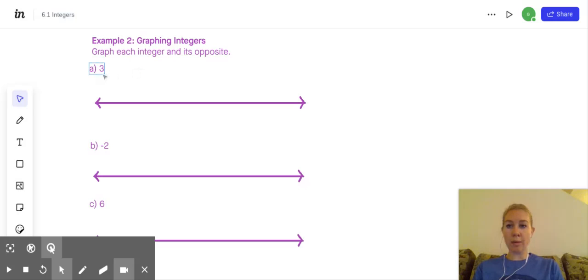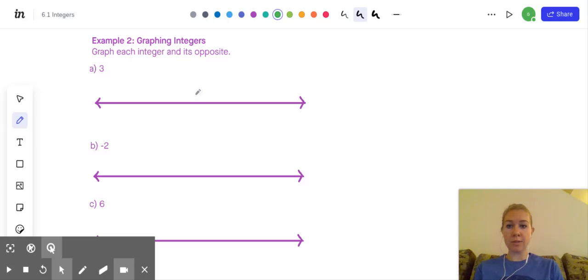So problem A, we're given the number 3. So down below, I've started drawing my number line. So I just kind of have the horizontal. Remember, horizontal is across, left and right. And then I have these arrows on each side. So those arrows mean that we could keep going on our number line forever and ever, never ending. But we don't need the whole forever and ever on our number line. We just need a certain amount of numbers.